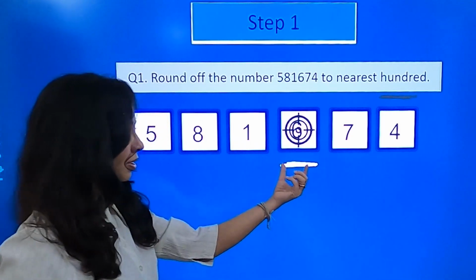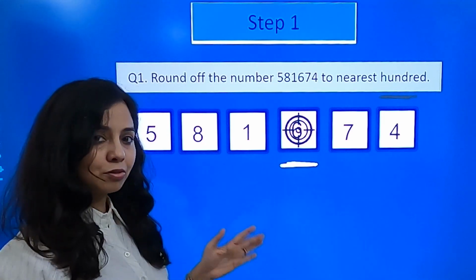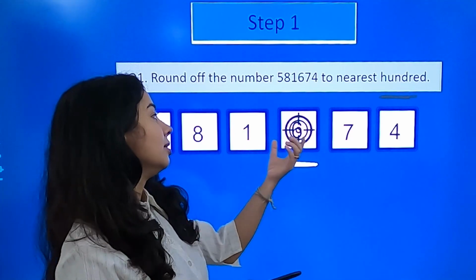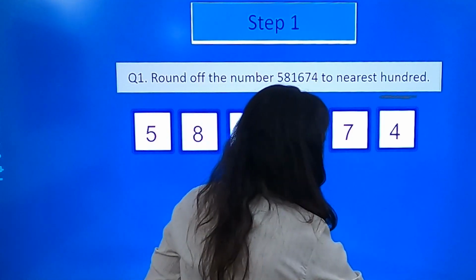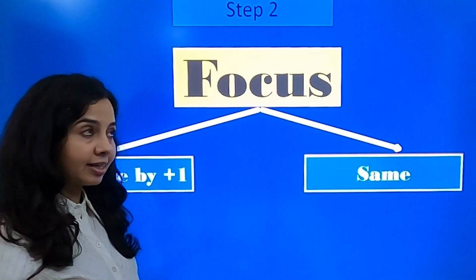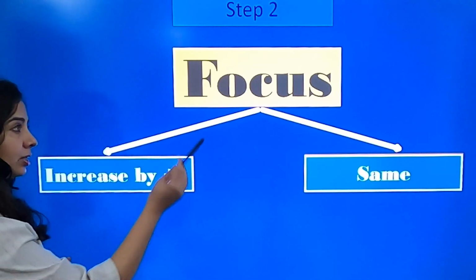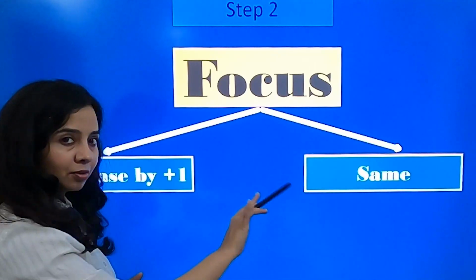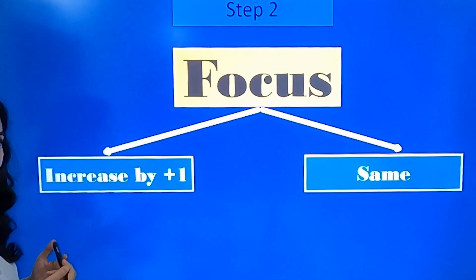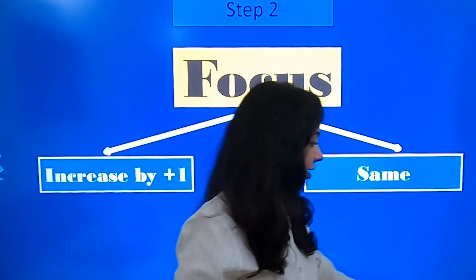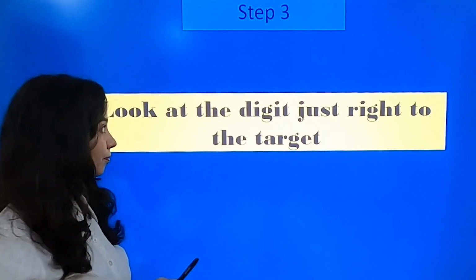This is the place, or this is the digit I will be focusing on. Just for that sake, I am calling this digit my focus digit. Once my focus digit is decided, step 2 is either I will keep my focus digit just the way it is, that is same, or I will increase my focus digit by 1. And how will I decide on that? That will be decided by step 3.